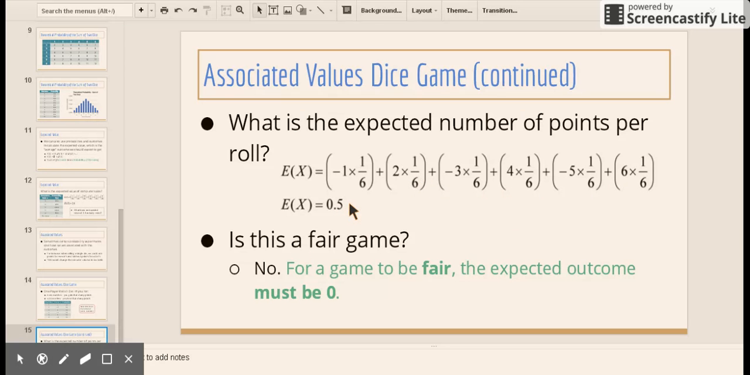And a common question, is this a fair game? And your answer should be no. All right. If this is not 0, your answer will be no. So this is a definition of a fair game, is the expected value must be 0 for a game to be fair. Okay. Any other value, your answer will be no. This is not a fair game.